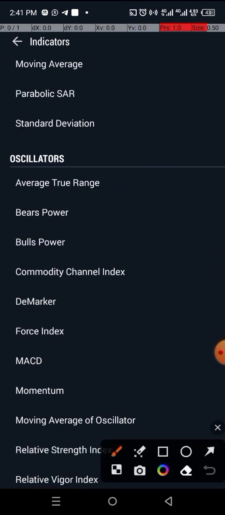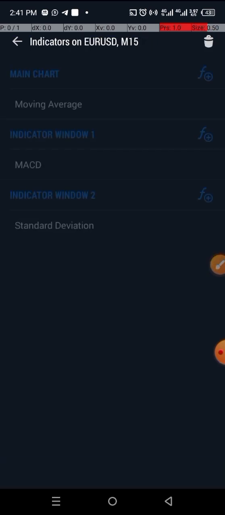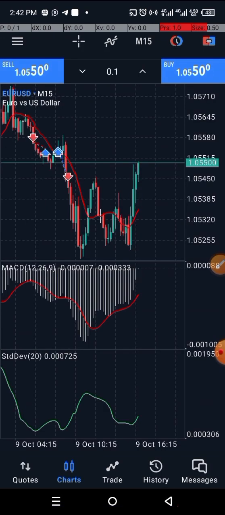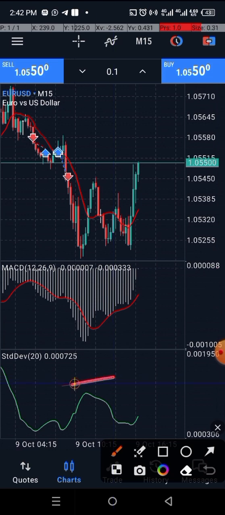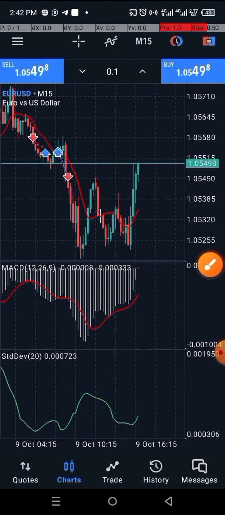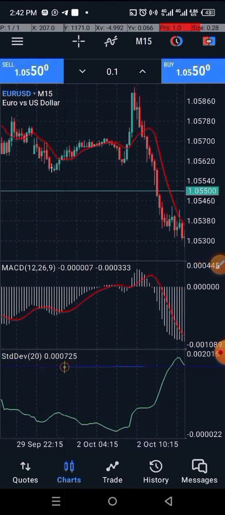When you select it, standard deviation, click on it, you go to the top right hand corner and you click on done. Boom, it still appears as indicator window 2. You go back, and when you come back, you see it on your chart. This is the indicator, guys. It just depends how well you can read it. That is that on how to add indicators to your charts.